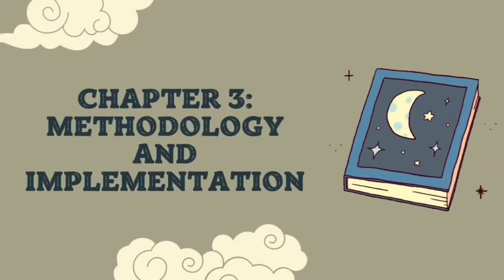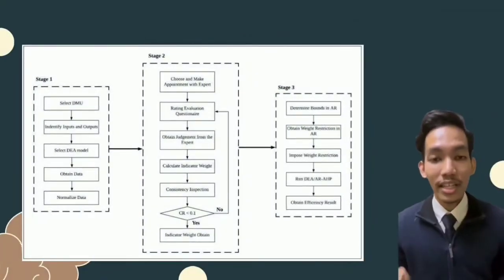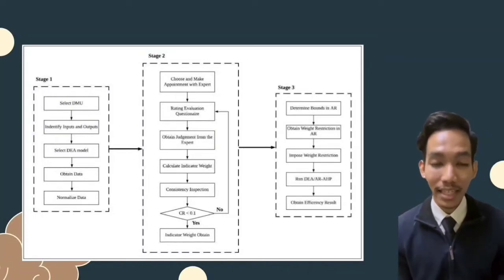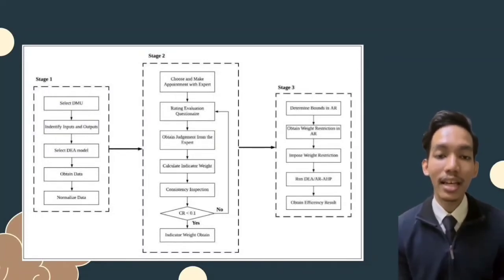The figure shown is the workflow of our study. There are three stages in our study. Stage number one is the DEA, stage number two is the AHP method, and stage number three is the AR and the hybrid DEA-AR AHP method.